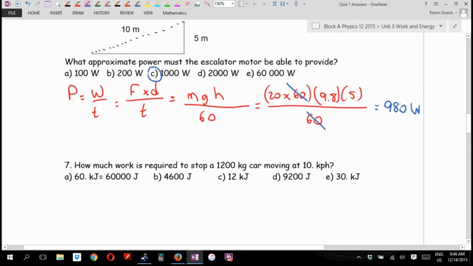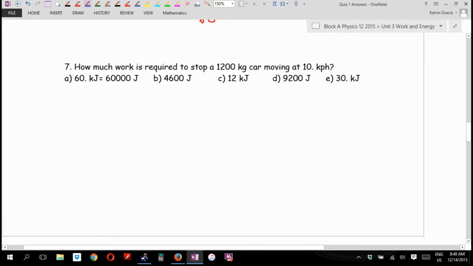Is that right? Yes? See? Number 7. How much work is required to stop? Okay, work.